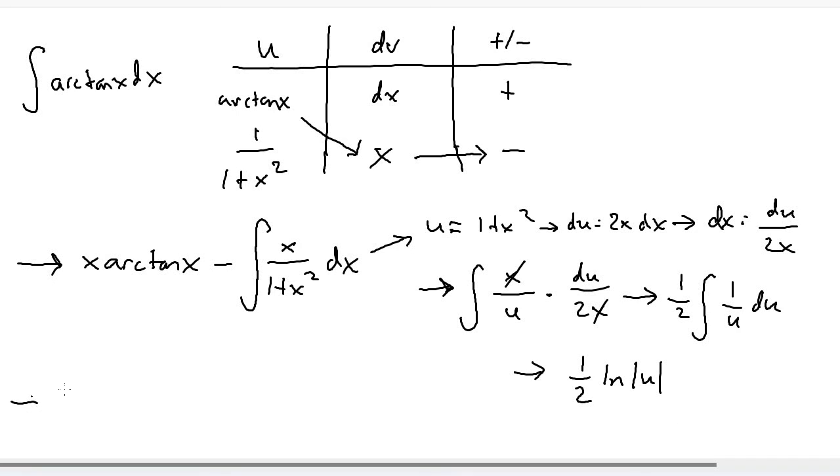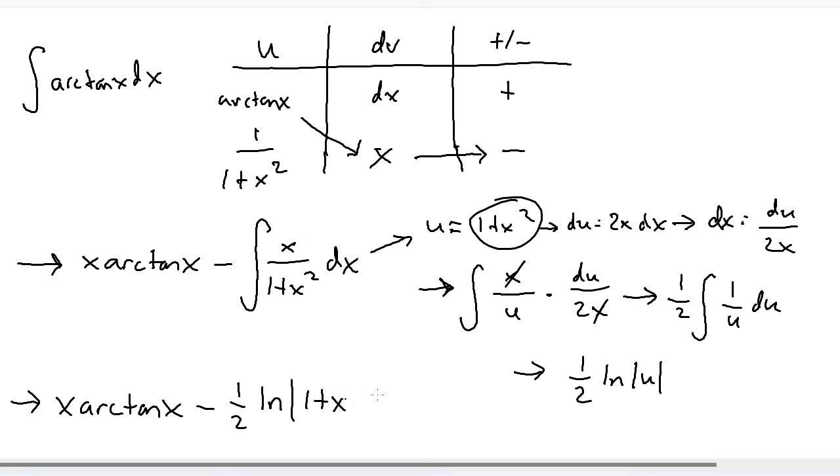So when we write our final answer, we have x arctan x minus 1/2 times the natural log of u, and we already said u is equal to 1 plus x squared. So natural log of 1 plus x squared plus c. And that's our final answer.